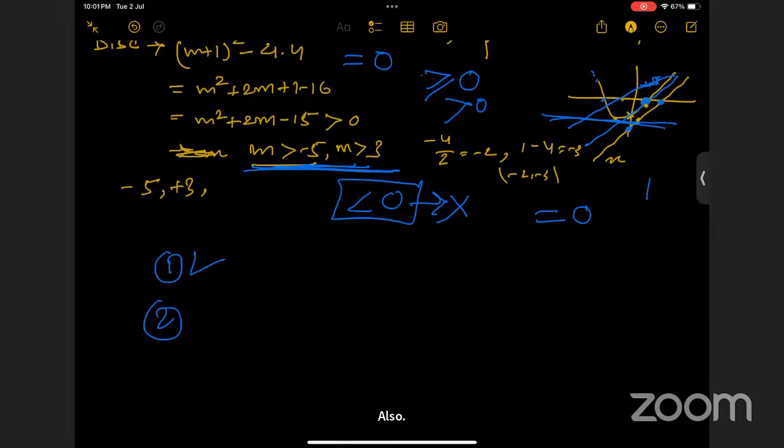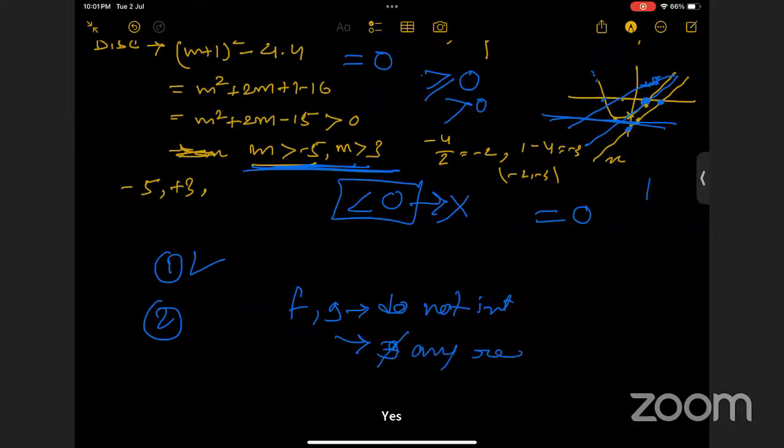So option 2 is if I need to make sure the structure does not collapse. If the structure does not collapse, that means the parabola and the line do not intersect, right? Yes, ma'am, they should not intersect. That means we don't have any real root. Yes, ma'am. There doesn't exist any real root. So the discriminant must be less than 0. Yes, so this option is correct.